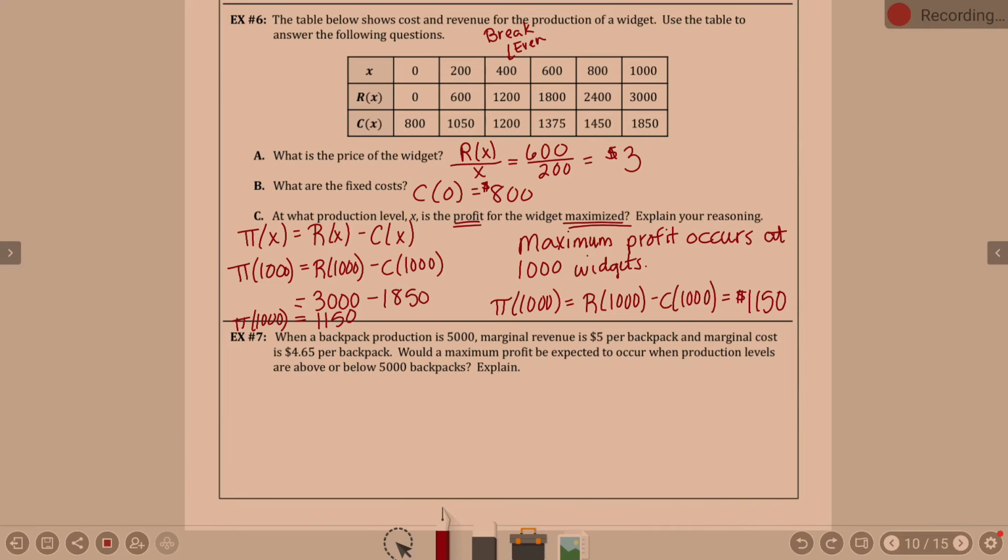Okay, so I'm going to gather some information here. Marginal revenue at 5,000 is $5, right? Marginal cost at 5,000 backpacks was $465.